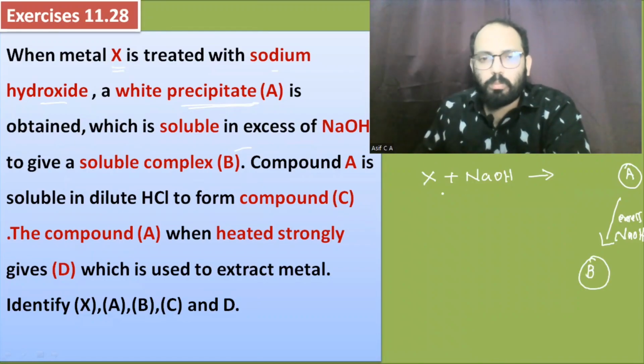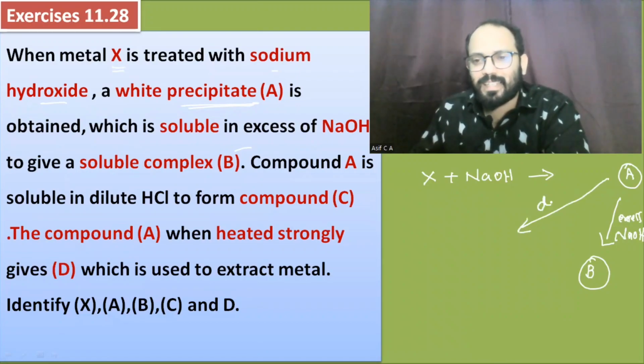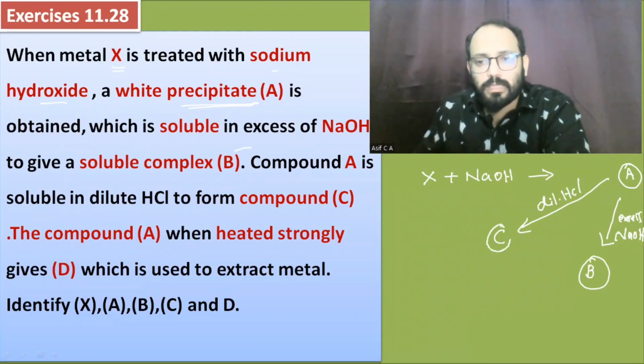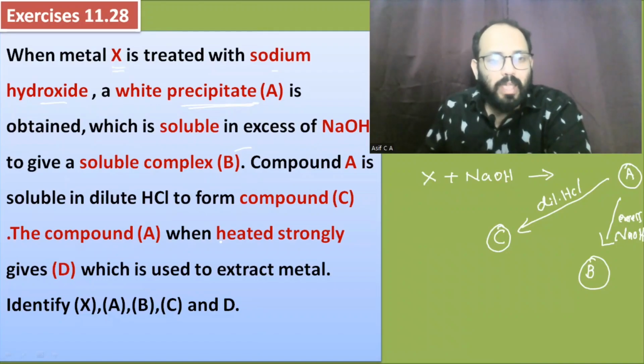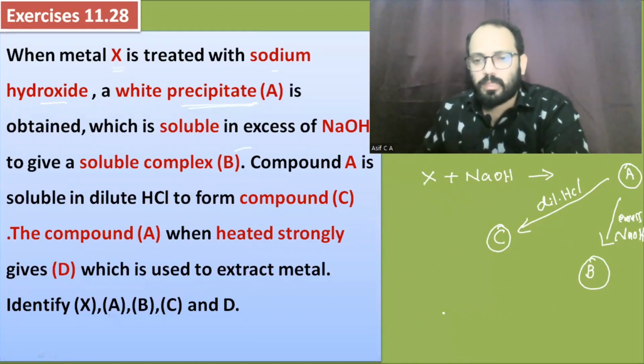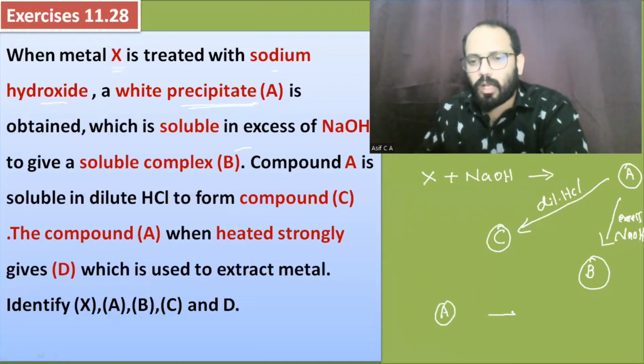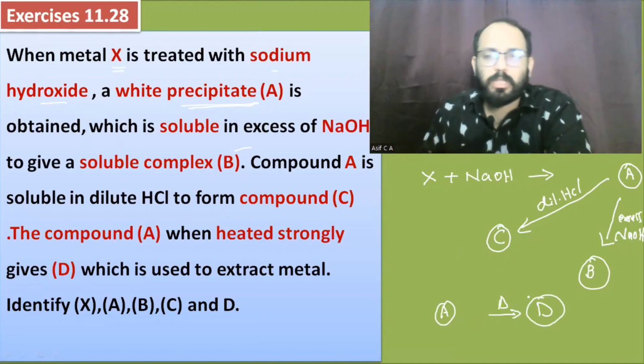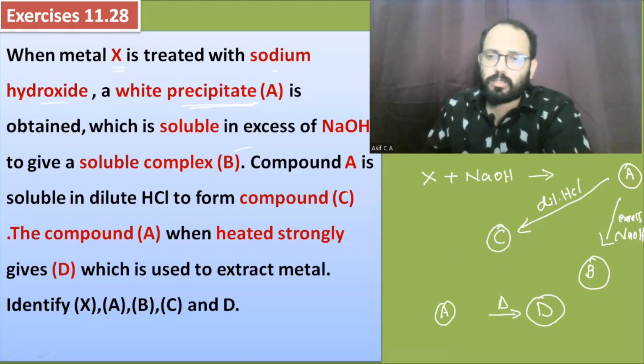Then compound A is soluble in dilute HCl to form the compound C. The compound A when heated strongly gives you D. That is what they say. We don't know A, B, C, D, or even X.